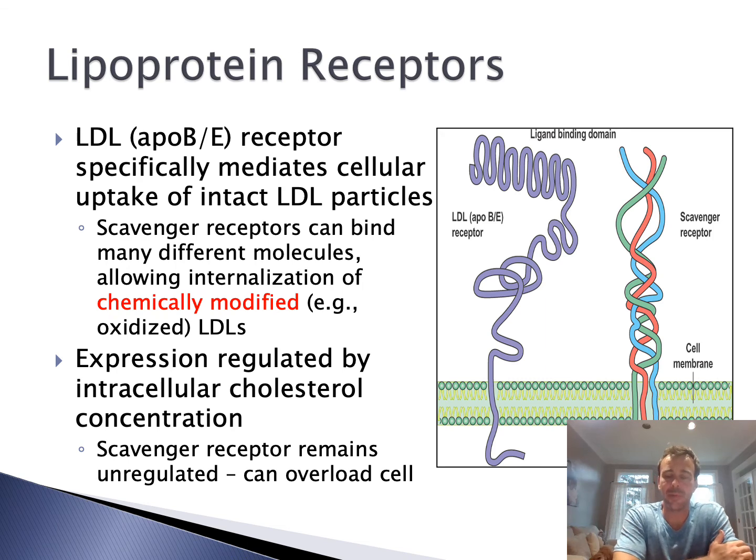Lipoprotein receptors are important when we talk about lipoprotein transport. The main one being the LDL or ApoB receptor. It specifically mediates cellular uptake of intact LDL particles. There are also things called scavenger receptors, which can bind many different molecules, allowing internalization of chemically modified, such as oxidized LDLs. So these will recognize a wider range of lipoproteins. The expression of the LDL receptor is regulated by intracellular cholesterol concentration, whereas the scavenger receptor remains unregulated.